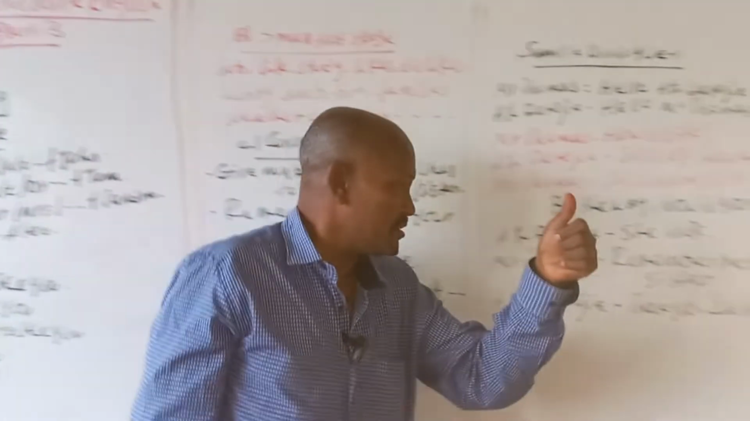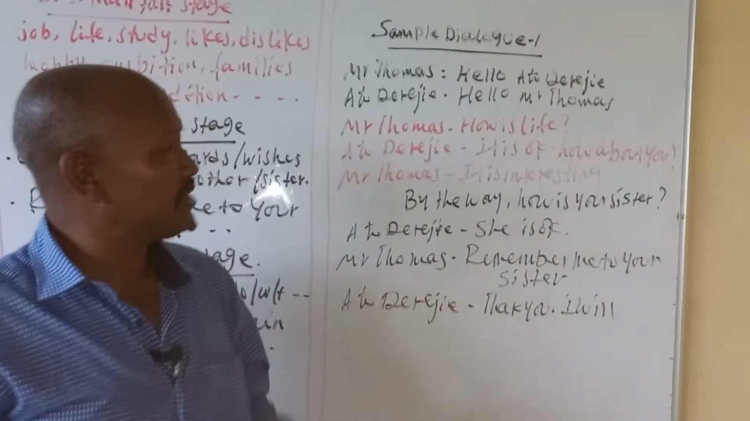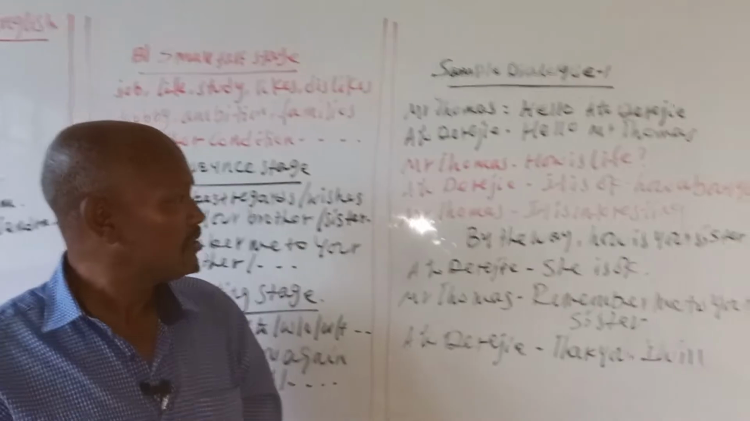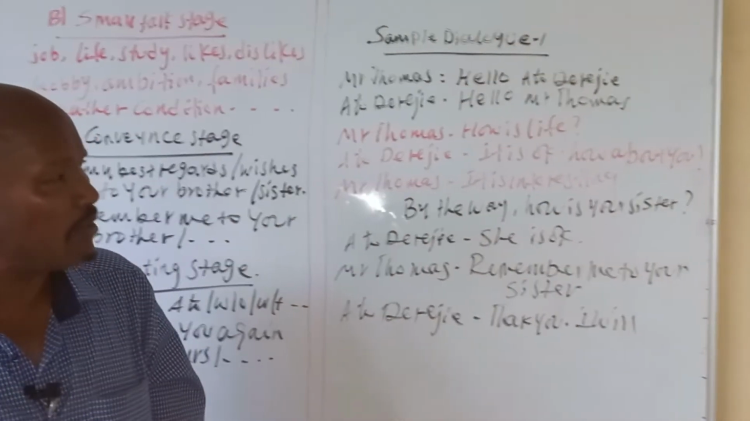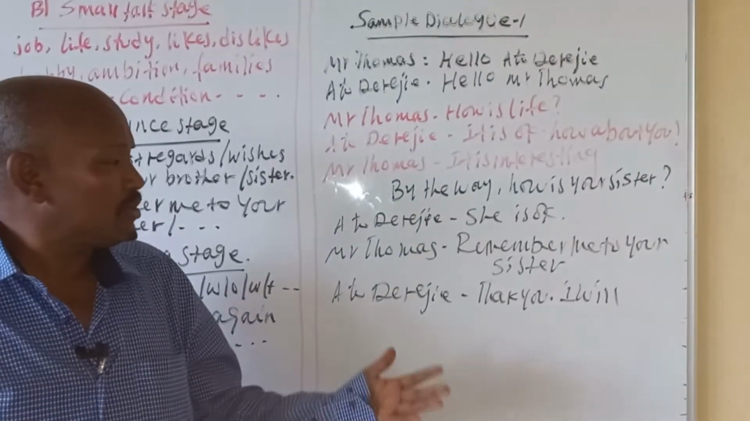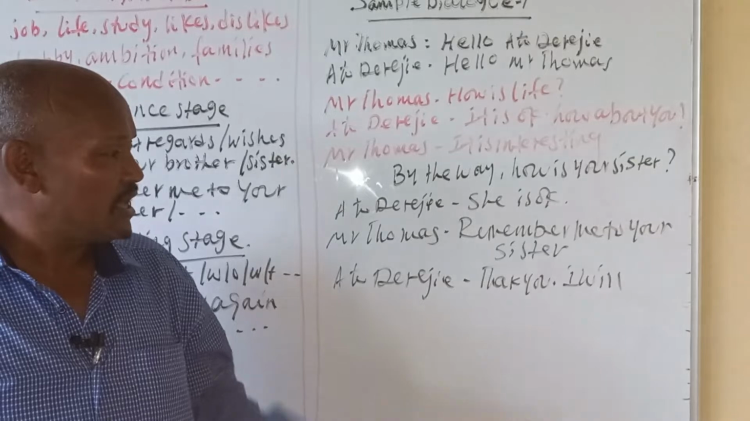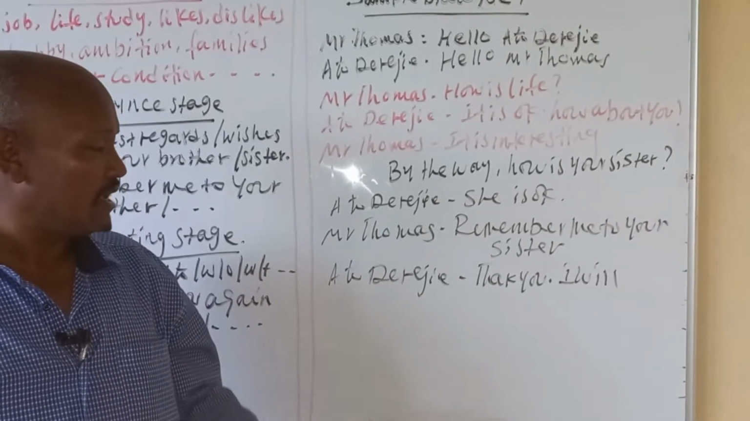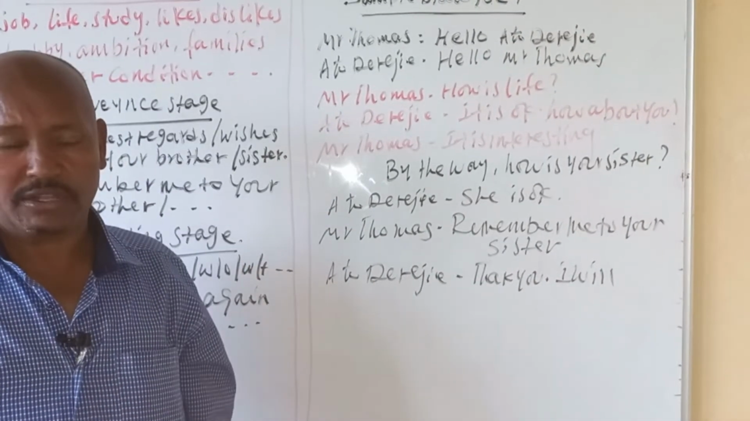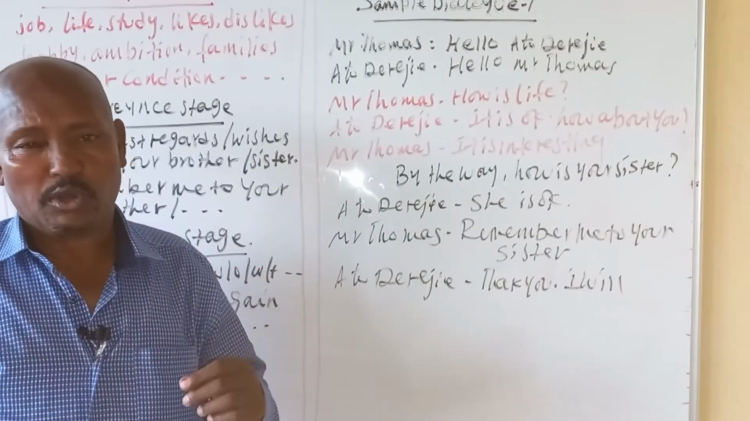Let's come here. There is a conversation between Mr. Thomas and Ato Dorje. Hello, Ato Dorje. Hello, Mr. Thomas. Mr. Thomas, how is life? It's okay. How about you? It's interesting. By the way, how is your sister? Ato Dorje, she's okay. And Mr. Thomas, remember me to your sister. And Ato Dorje, thank you, I will. Goodbye, Mr. Thomas, and goodbye, Ato Dorje.